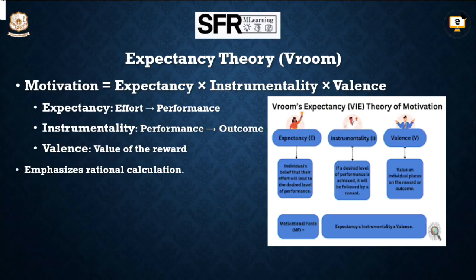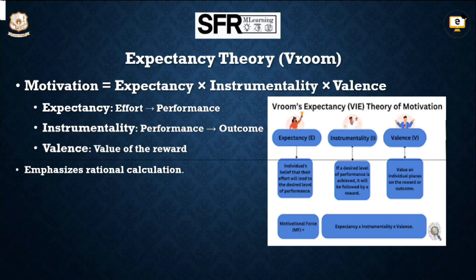So if you get good outcomes, automatically you will be rewarded in your life. These are the three things according to the motivation perspective, and it emphasizes rational calculations: motivation equals expectancy, instrumentality and valence. These three things link with each other, and once they link, automatically we can achieve the motivation.